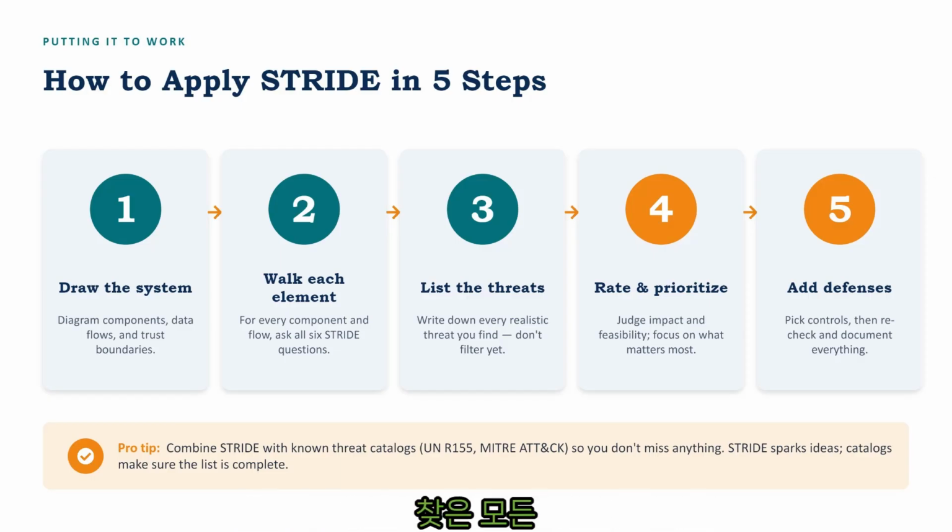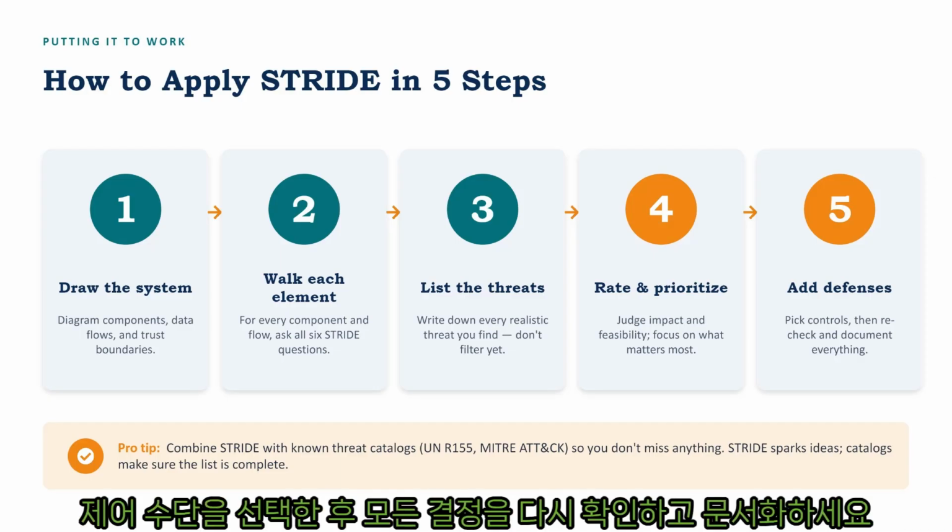Step 3. List the threats. Write down every realistic threat you find. Don't filter yet. Step 4. Rate and prioritize. Judge each threat by impact and feasibility. Focus on what matters most. Step 5. Add defenses. Choose your controls, then recheck and document every decision.